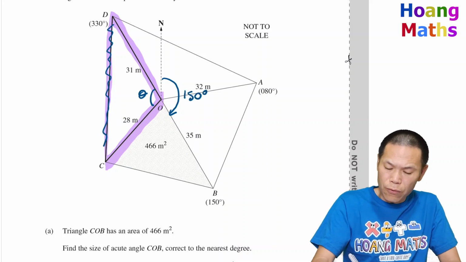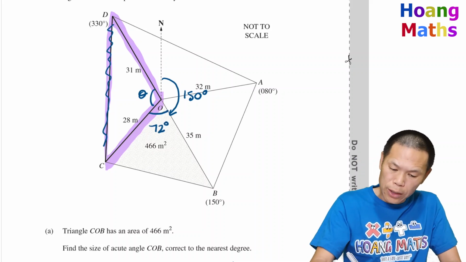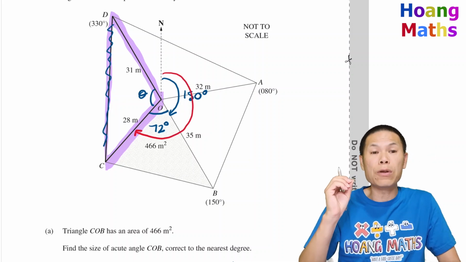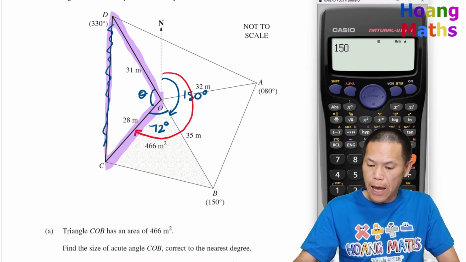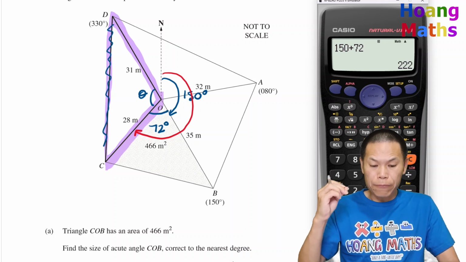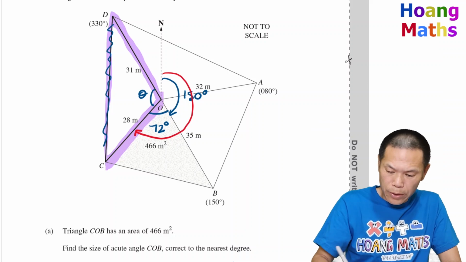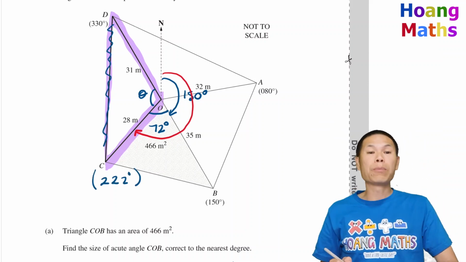And from part A, we know that this is 72 degrees. Remember that? So therefore, the bearing is 150 add 72. So I just go 150 add 72. Therefore, the bearing of C from O is 222 degrees. So keep that in mind.